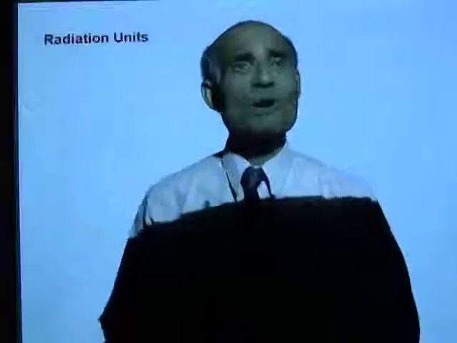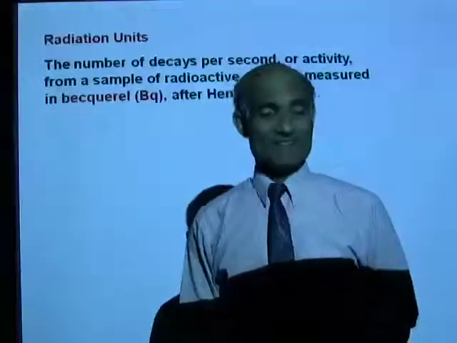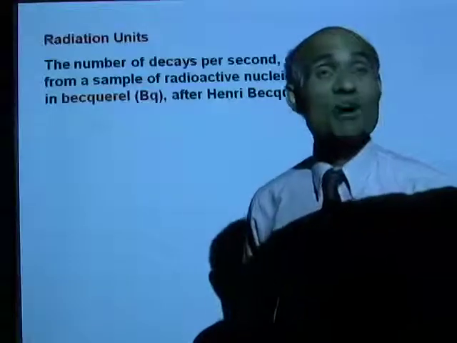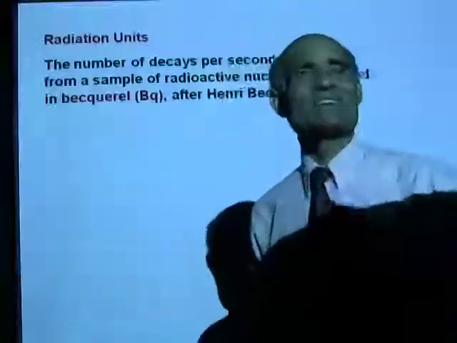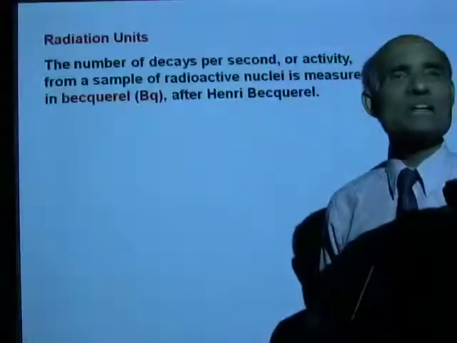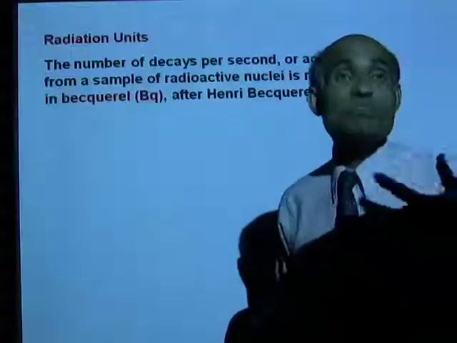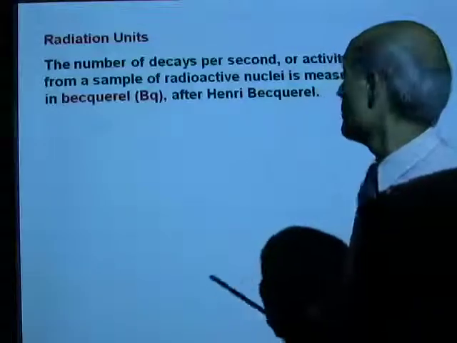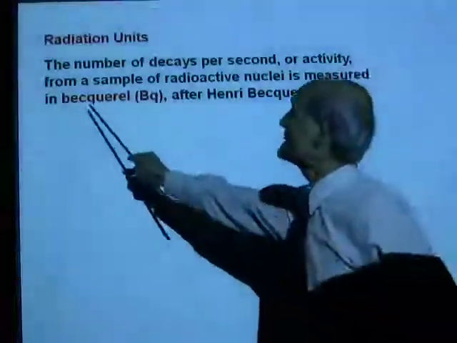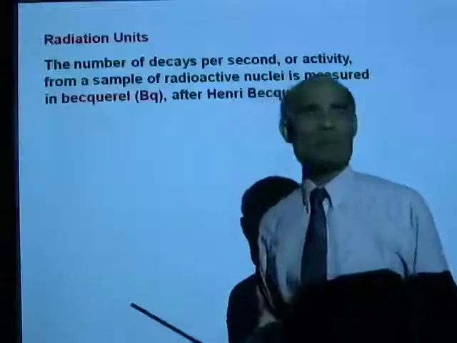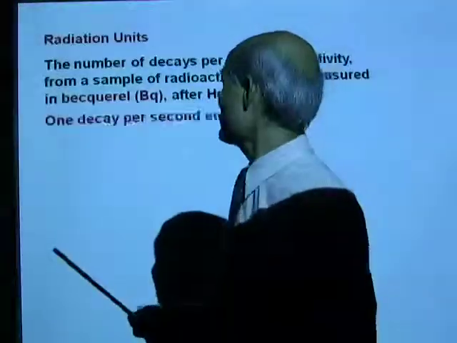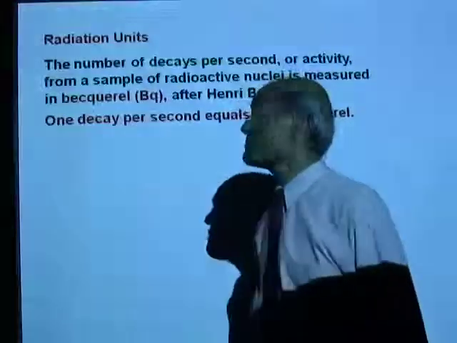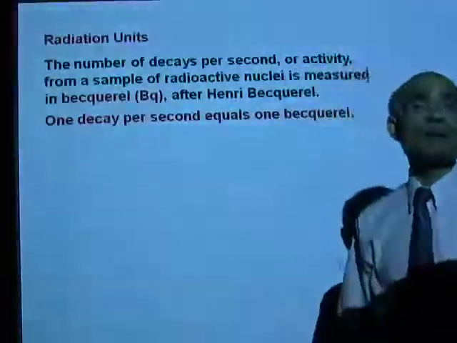Well, if radiation can be measured, what is the unit for measuring radiation? One unit for measuring radiations is the number of radiations per second. The number of decays per second, or activity, is the most common unit, and that unit is called a becquerel. Of course, Becquerel is the person who discovered radioactivity. 1 decay per second equals 1 becquerel.